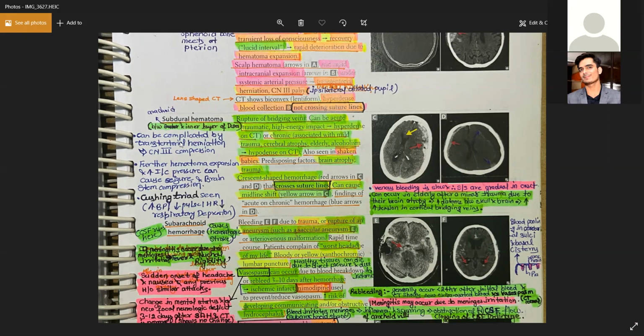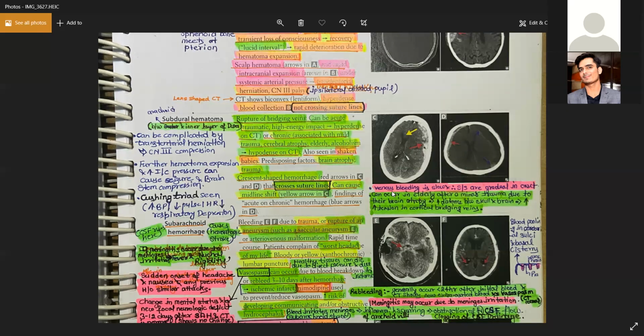Because it involves veins, and veins have very little pressure, the blood flows at very low pressure. So this hematoma takes a long time to expand, unlike the arterial hematoma, because arteries carry very high pressure fluid. So the patient will have deterioration of symptoms over a very long time. The symptoms are very gradual in onset.